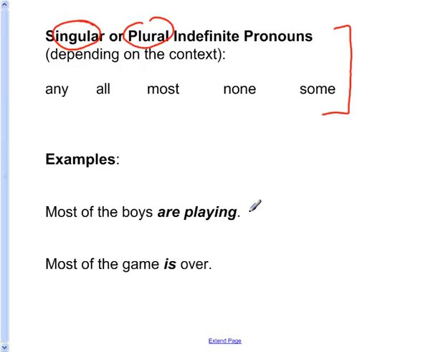Let's look at the first. Most of the boys are playing. Okay, now this is correct, but let's examine it. The main verb of the sentence is are playing. The subject of the sentence is most. The prepositional phrase of the boys, of course, will not contain the subject of the sentence. All right, so we see the indefinite pronoun most, and if you're not sure if it's a singular or plural indefinite pronoun, go to the list.